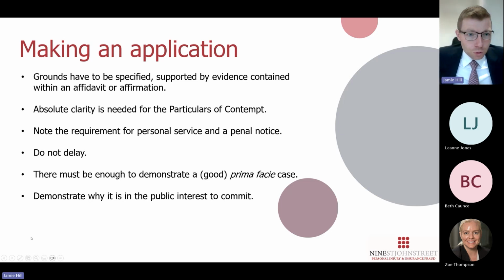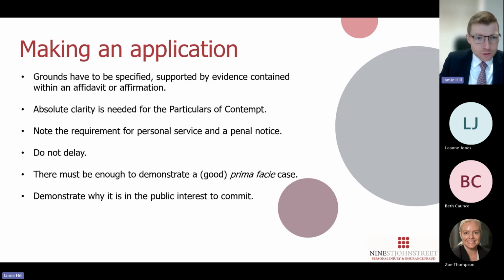So how would one make an application? Well, again, similar to an appeal, it's all in the grounds that you have. So you need to set out the grounds of contempt, and they need to be clear, specified, and supported by evidence given in an affidavit or affirmation. It says on the screen, absolute clarity is needed for those particulars. Again, this is to the criminal standard, so it needs to be crystal clear to both the judge and the alleged contemnor exactly what you're saying they have done.